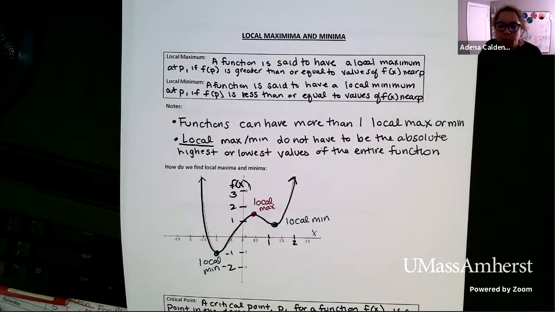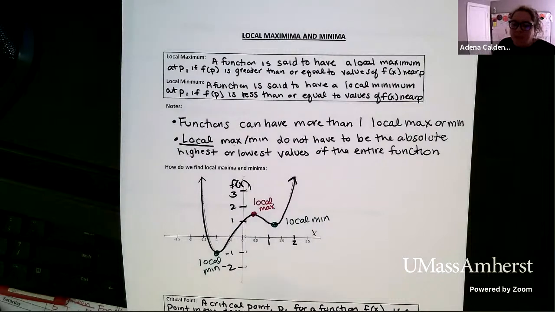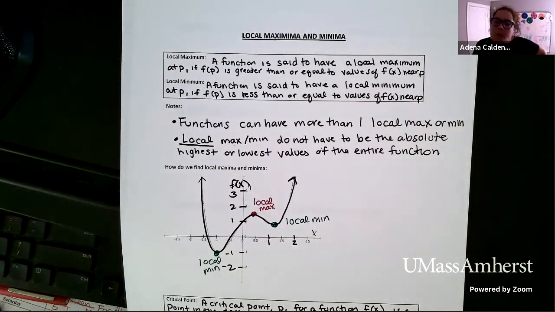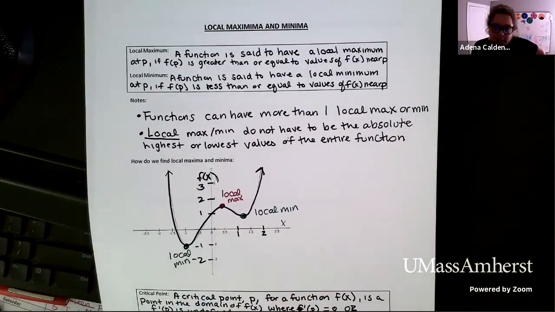So we say that a function has a local maximum at p, where p is just some number, like at 1, at 2, at 3, if the y value at this particular value is greater than or equal to values of f(x) near p. What does that mean? That means in a small area, this particular value is the highest value. Similar for local minimums: if you have a value that's the smallest value in a small area, we call that a local minimum. So, important things about local maxes and mins.